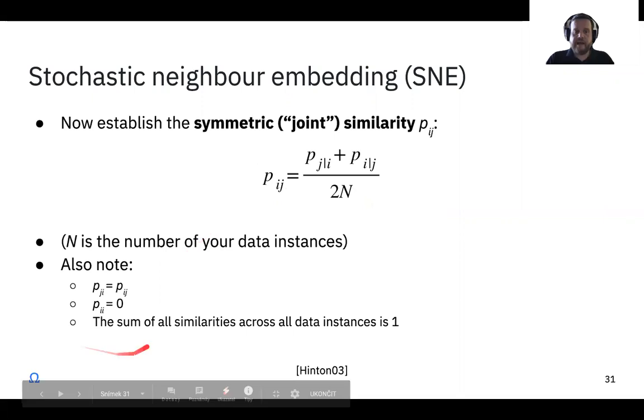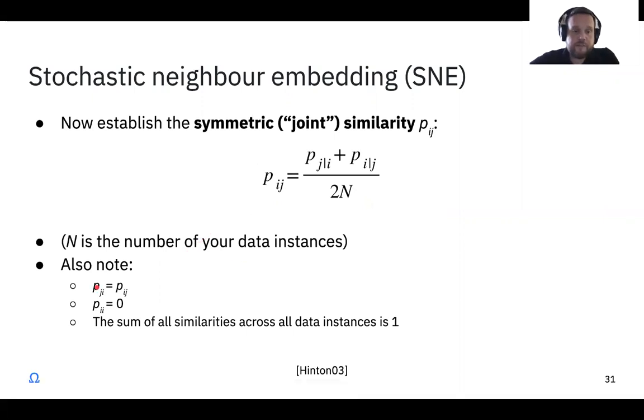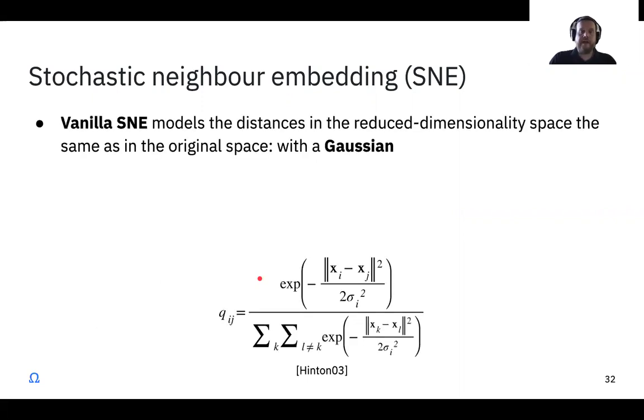And these are some math consequences. This is the symmetry, that p_ji is equal to p_ij. The probability that i will choose i as its own neighbor is 0. That's hard assigned, and the sum of all similarities across all data instances is 1. So all these sum to 1 basically. This is important for the math.